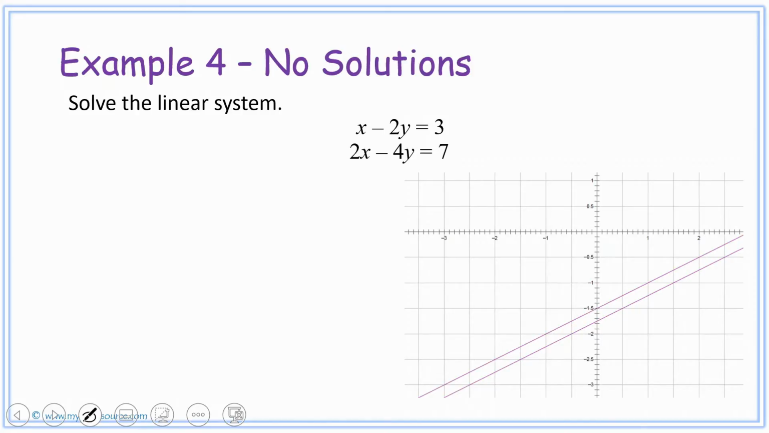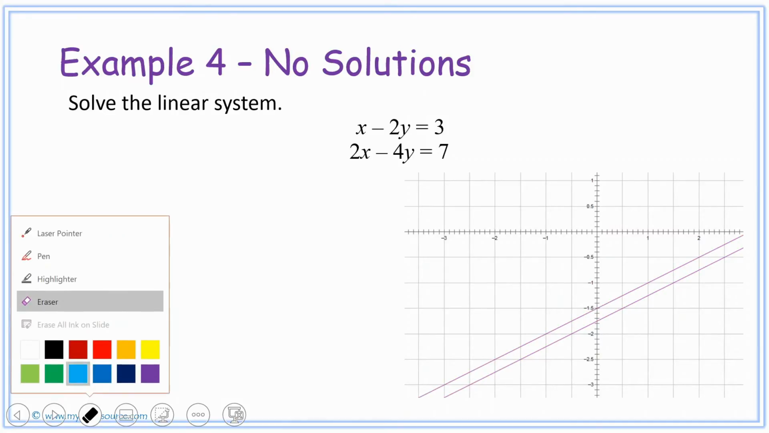For some reason I have the graph already up. So to do this one, you see that they are parallel lines. That's because these are multiples of each other, and these two are not the same. Remember, we learned that before. That means that they're parallel. It means the slopes are equal, but their y-intercepts are not, and that means they're parallel.